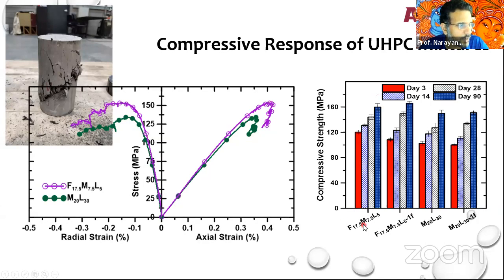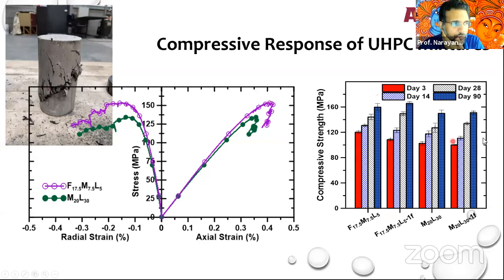This F mix is the one with fly ash. M is with microsilica and limestone. And you can see a couple of things which I did not mention earlier. This first mix, 17.5 plus 7.5 plus 5. So that's 30% replacement of cement: fly ash, silica fume, and limestone.